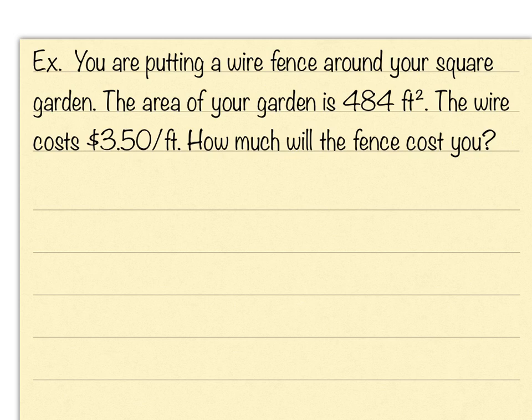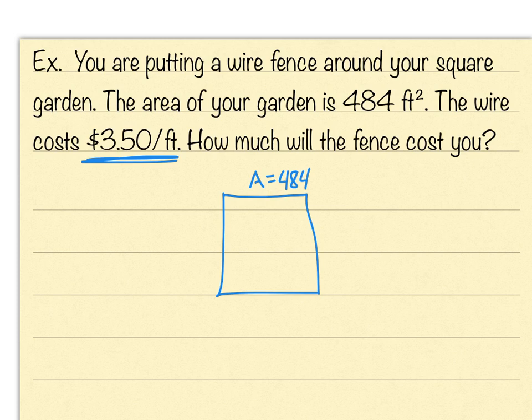One last story problem with square roots. It says you're putting a wire fence around your square garden, so it might be beneficial to just imagine our square garden here. You're putting a wire fence around it. The area of your garden is 484. The wire costs $3.50 per square foot. How much will a fence cost you?